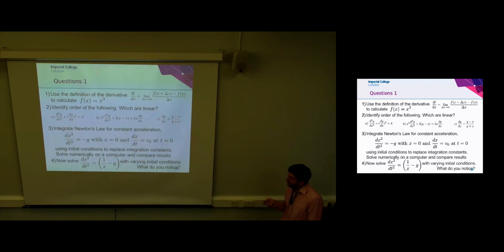And then part 3, you basically take Newton's law for constant gravity and integrate that using the initial conditions, x equals 0 and initial velocity. And then repeat that process solving it numerically. And then you can compare the two solutions and see whether or not you get a reasonable approximation. And then finally, we'll look at what happens when you start to get nonlinear terms in your equation. Now this isn't strictly a nonlinear equation, but it's a slightly more complex form of equation, so you can start to see what happens as we get more complicated behaviour.